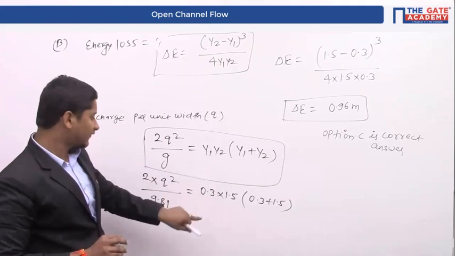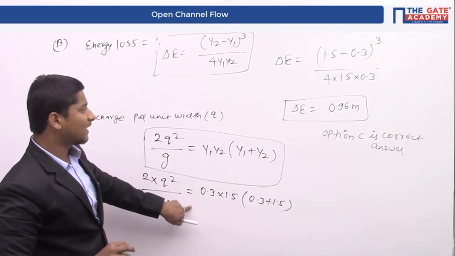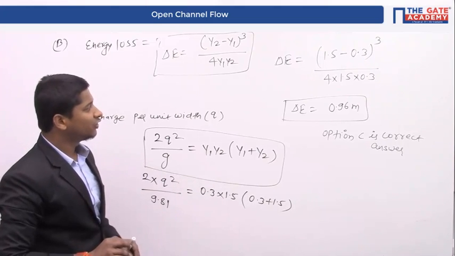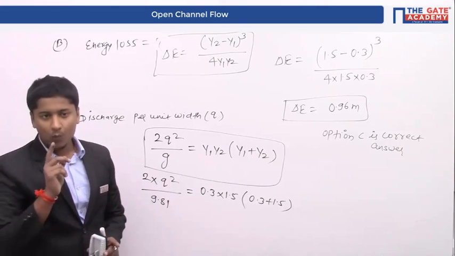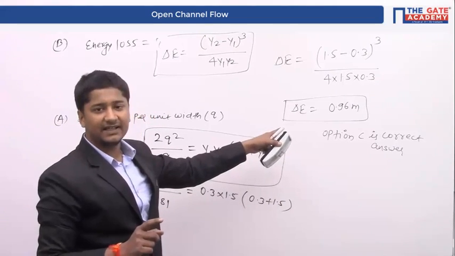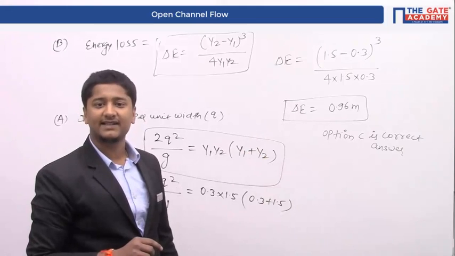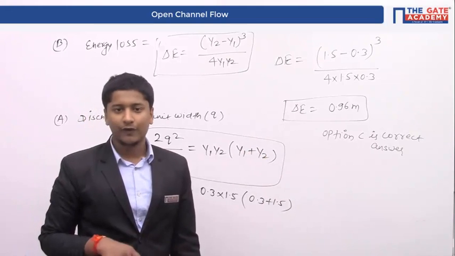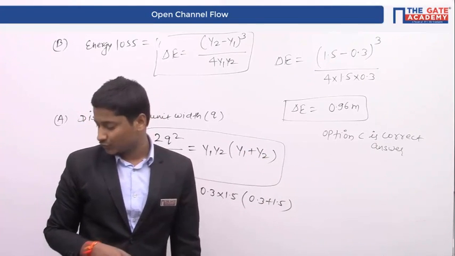In the first question, the answer for part A will be: q is 1.99 meter cube per second per meter, and delta E, that is the energy loss, will be 0.96 meter. So now we will go to the next question, that is the second question.